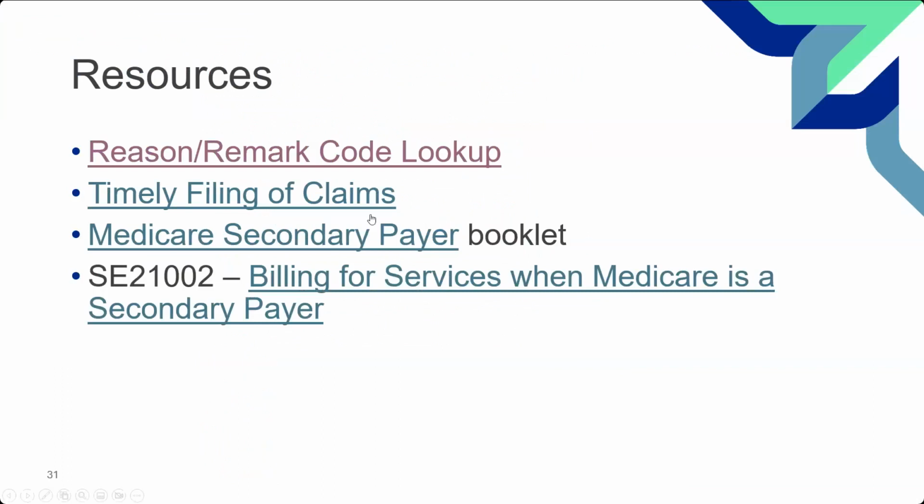So again, there's the link to that timely filing of claims article that we just looked at. Then we have the Medicare Secondary Payer Booklet, which is a CMS booklet. It's an excellent resource for those other insurances that your beneficiaries might have, what the rules are for each of them to be primary or secondary, and so on. The last resource on this slide is a special edition. That's what SE stands for. Special edition Medicare Learning Network publication about Medicare secondary payer situations. Another excellent resource for you.